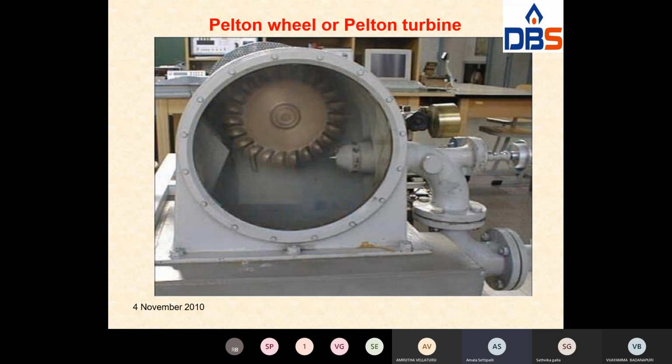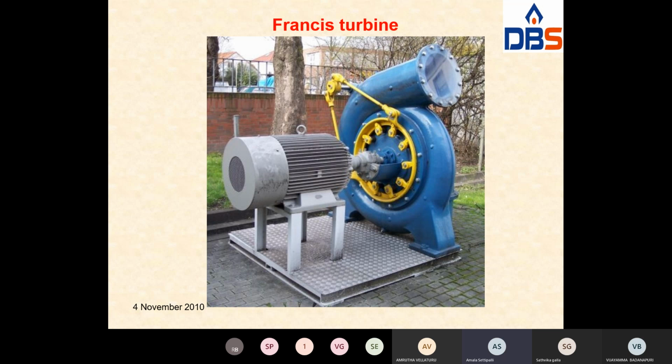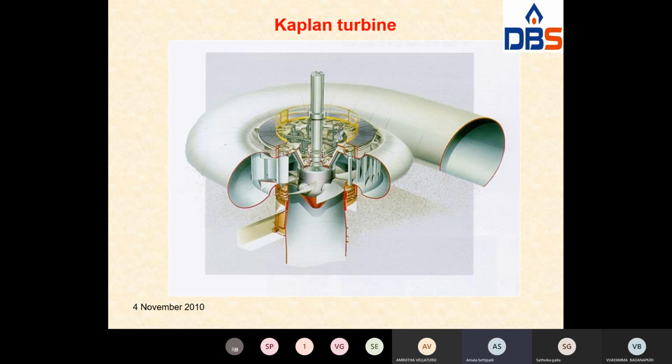This is the construction of a Pelton turbine. These are the blades. The round shape is directly connected to the penstock, and when the water flows from the penstock through these blades, the blades rotate. This is the Pelton wheel, this is a Francis turbine, and this is a Kaplan turbine.